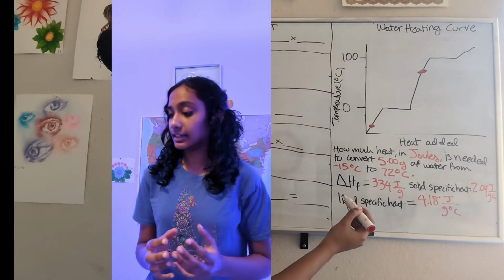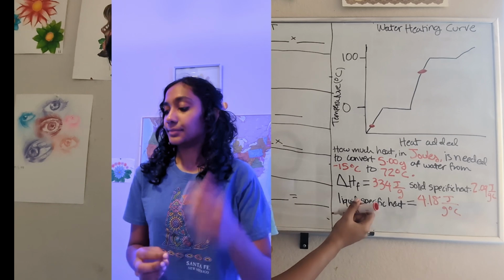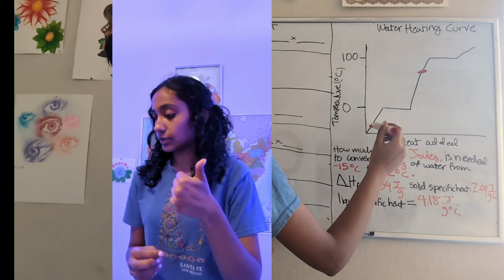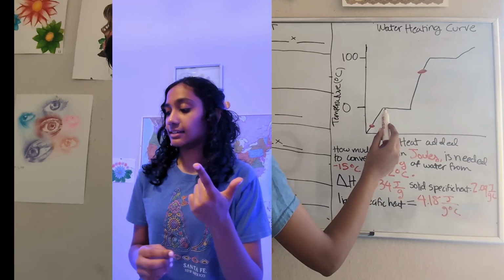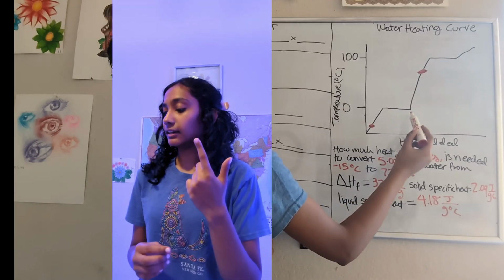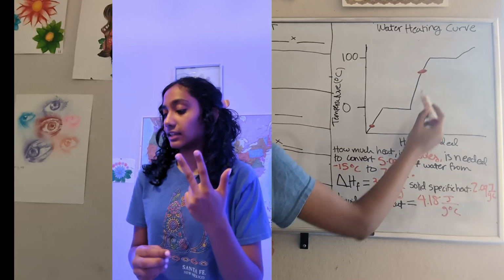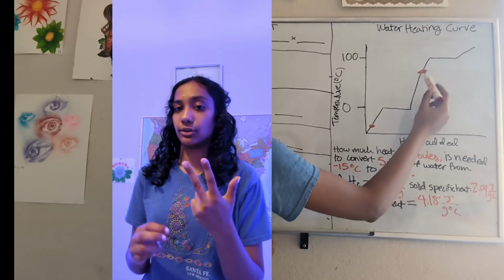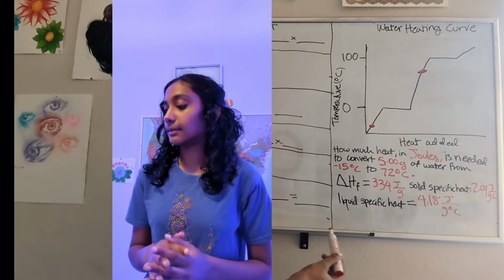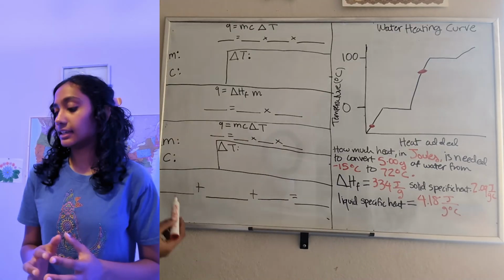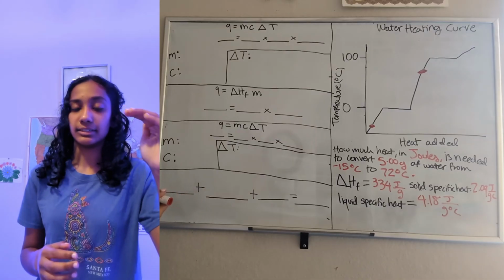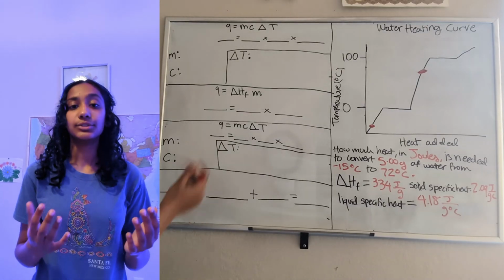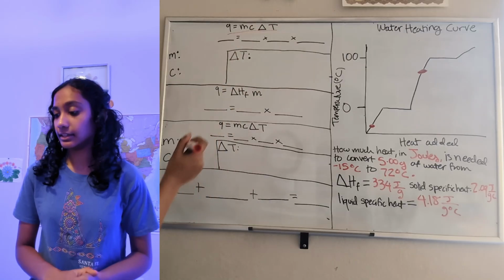So, to calculate the heat needed, we need to add up the heat needed to raise the temperature of solid water from negative 15 to 0 degrees, the heat needed to melt the water, and finally, the heat needed to raise liquid water's temperature from 0 to 72 degrees Celsius. First, let's find the heat needed to raise the temperature of ice from negative 15 to 0 degrees Celsius. For this, we can use Q equals mc delta T.